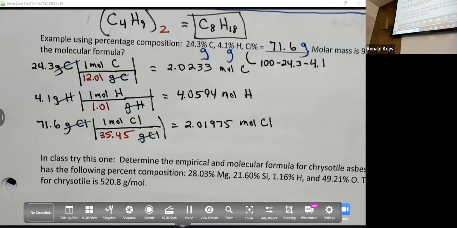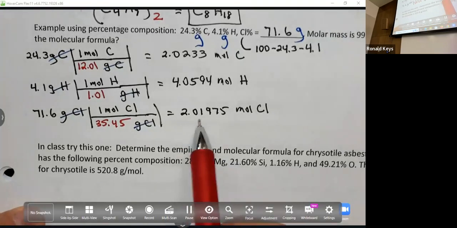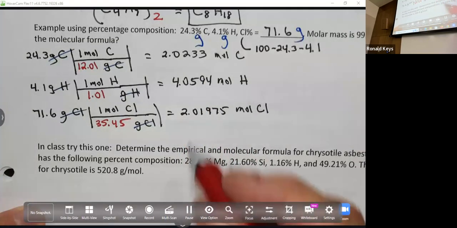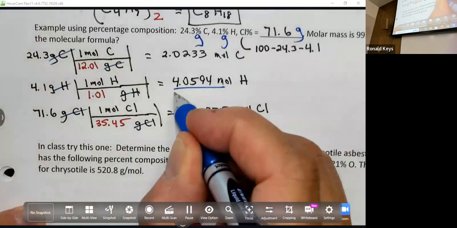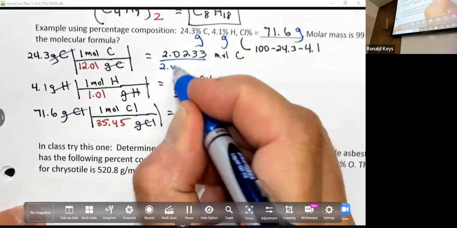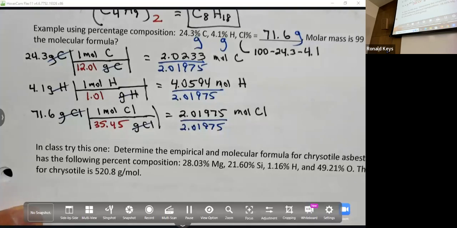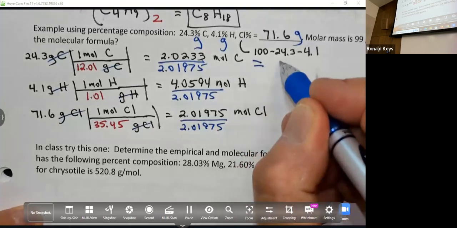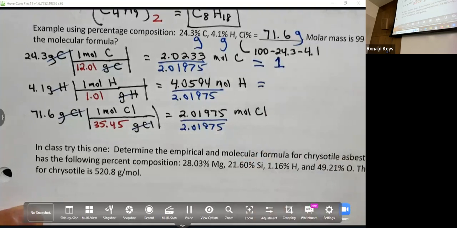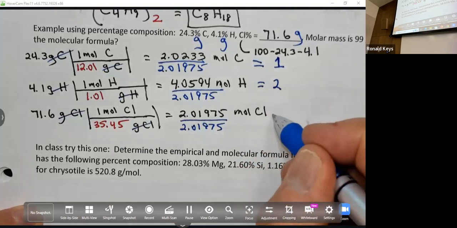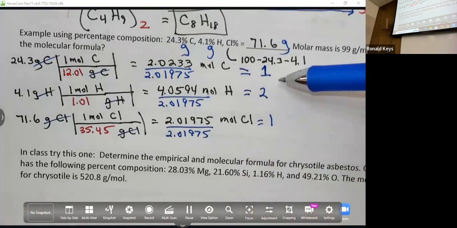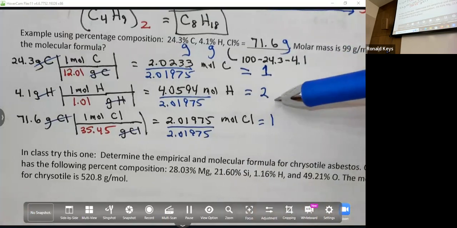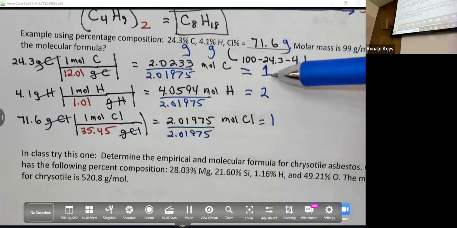divide by the smallest, right? So here's where I grab a different color pen. It looked like the smallest is 2.01975, but it's very, very close to the others. So the smallest is 2.01975, and we divide all three by 2.01975. For the carbon, 1, hydrogen 2, and for the chlorine 1. If you end up with a 1.33 or 1.25, it'll be pretty obvious. But if they look pretty darn close to whole numbers, like 0.997 or 1.01, again, you'll know if you've got the 1.3, 1.25 or so.